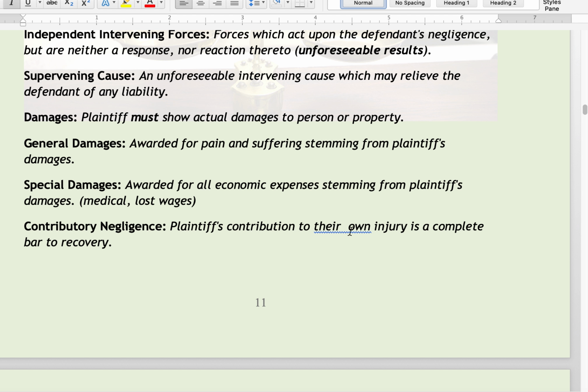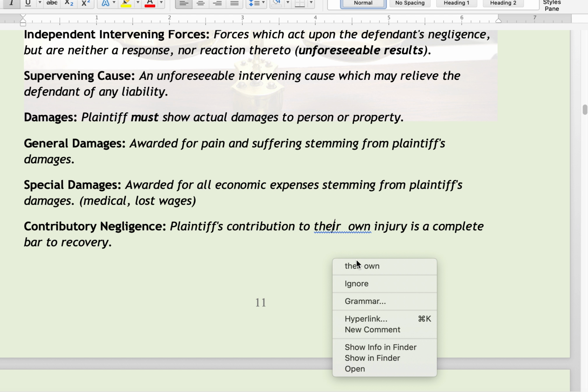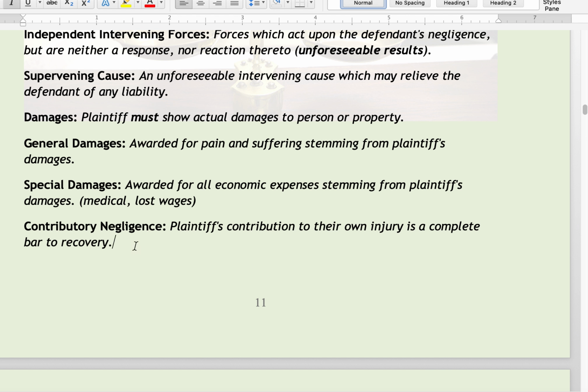Contributory negligence. Plaintiff's contribution to their own injury is a complete bar to recovery. Now, there are only a few contributory negligence states left where even if somebody contributed 1%, for example by being in the location where the injury occurred, they are barred from recovering anything.